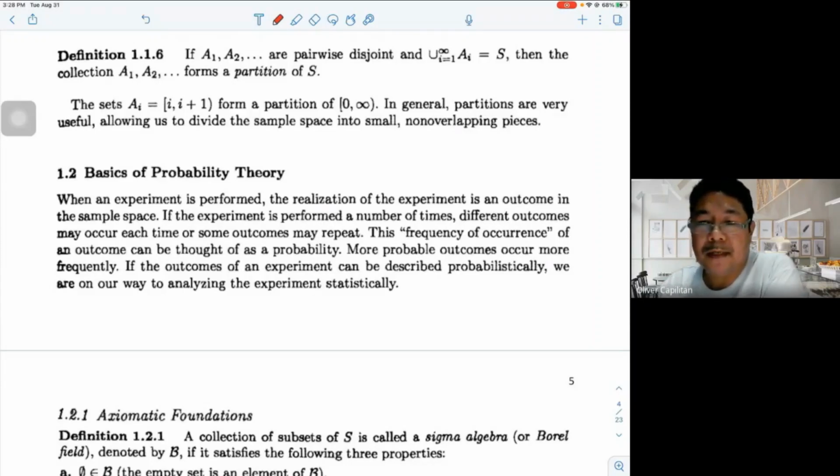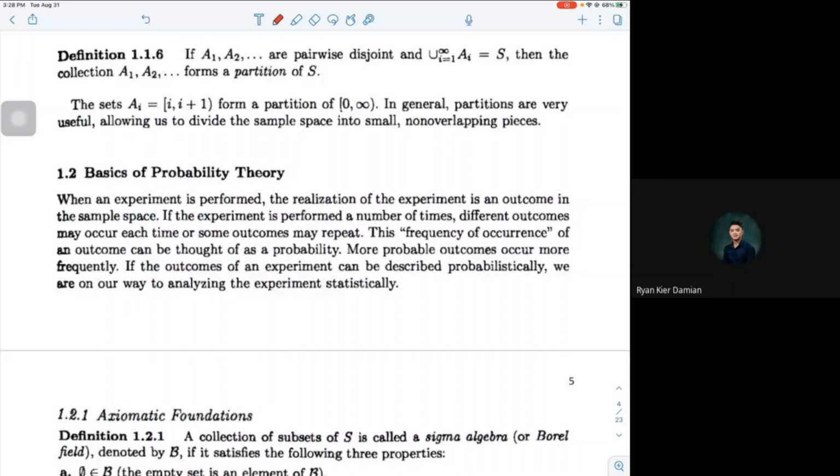How about Ryan Kier? Probability, sir, is a likelihood of an event occurring, or if you have the sample space and you consider the event, it's the number of outcomes of the particular event.